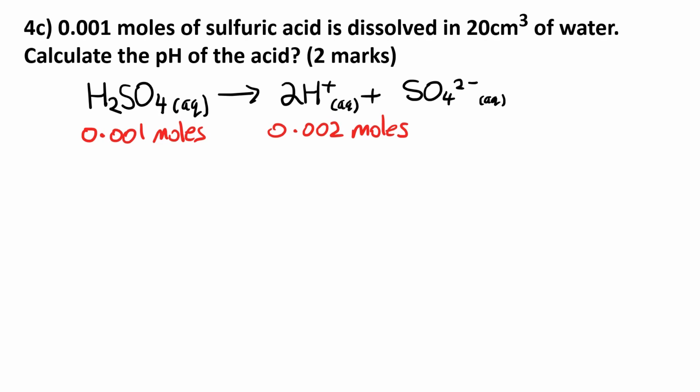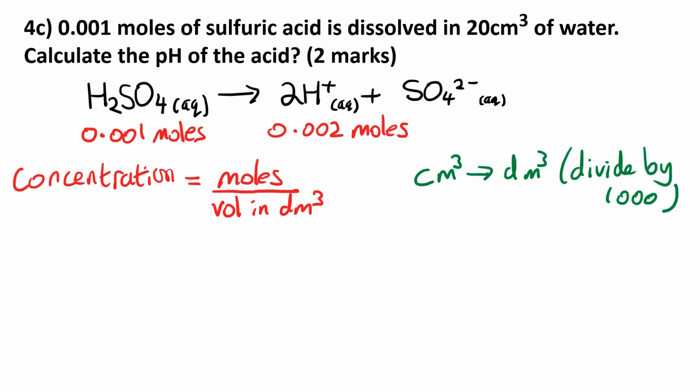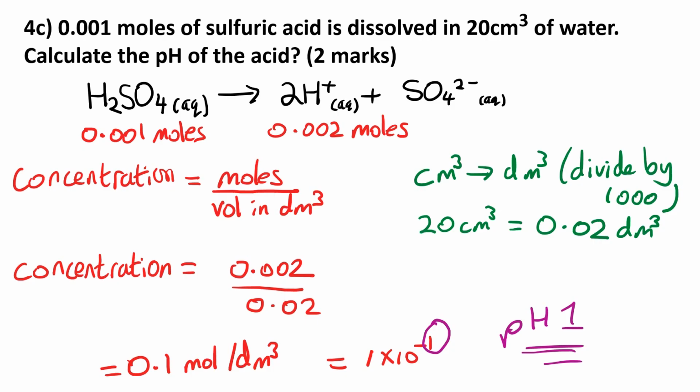And then we go ahead and calculate the concentration of hydrogen ions. So the concentration is moles over volume in dm cubed. We need to convert again from cm cubed to dm cubed by dividing by 1000. So the 20 centimeters cubed becomes 0.02 dm cubed. That means the concentration of hydrogen ions is 0.002 moles divided by 0.02 dm cubed, which is 0.1 moles per dm cubed. We change that to standard form, which is 1 times 10 to the minus 1, and the minus 1 tells us it's pH 1.